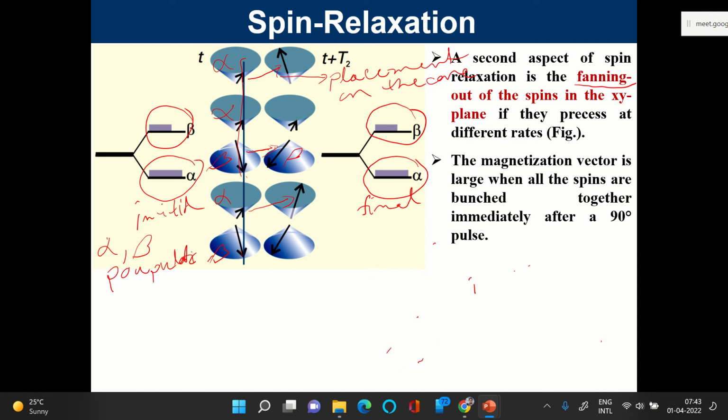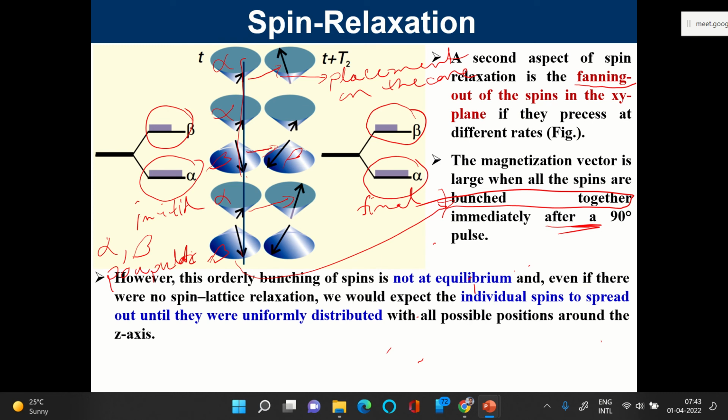In the first picture, there is a bunching together of the spins, and that's what happens immediately after the 90-degree pulse. You apply the pulse and immediately this happens, and slowly after the pulse is removed, they will change their bunching. So the orderly bunching of the spins is not a happy situation.